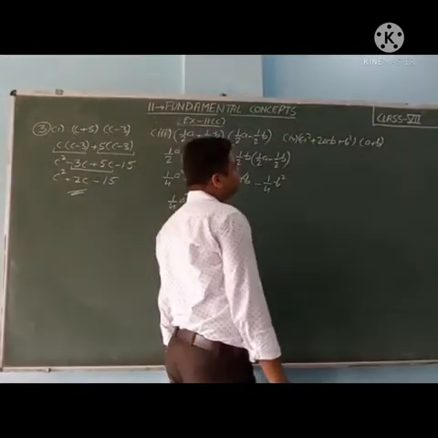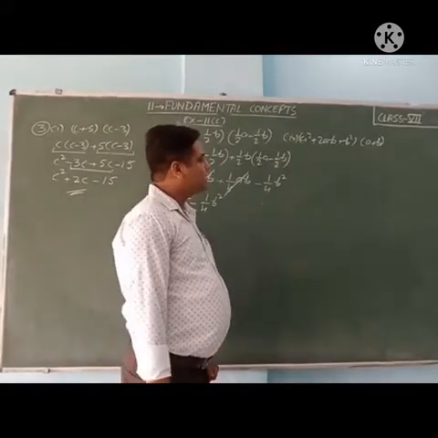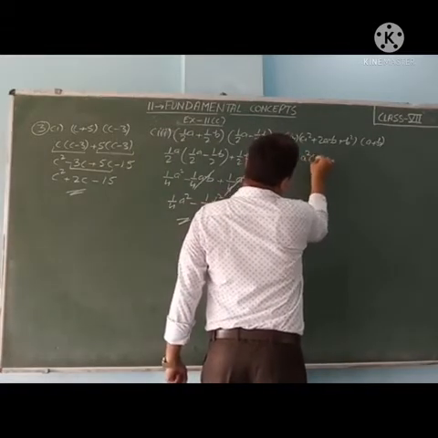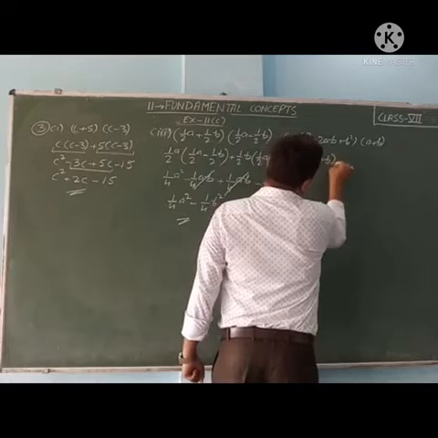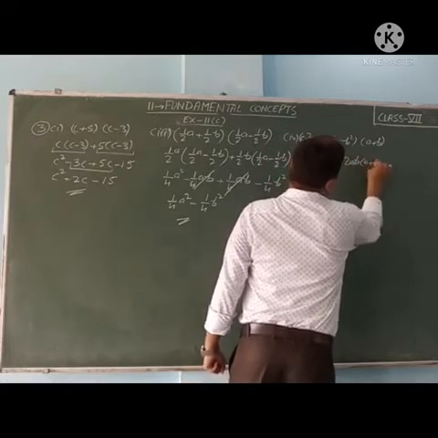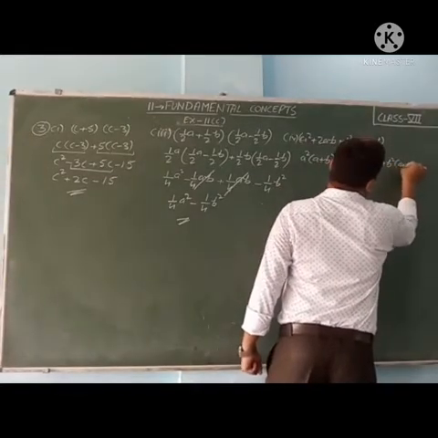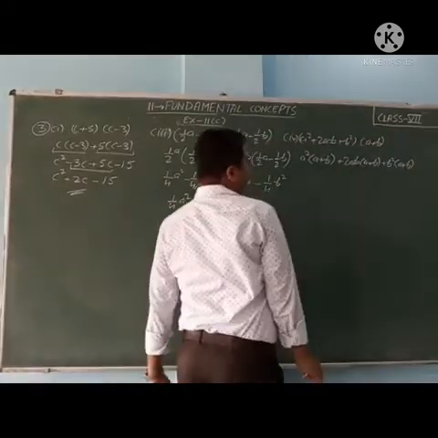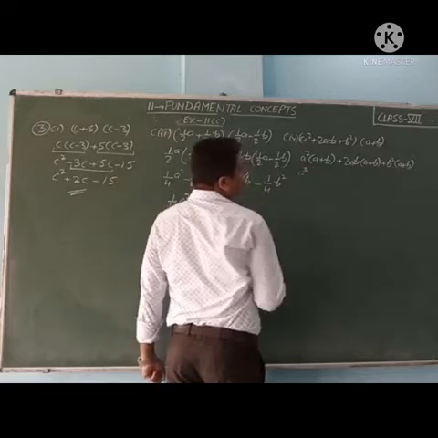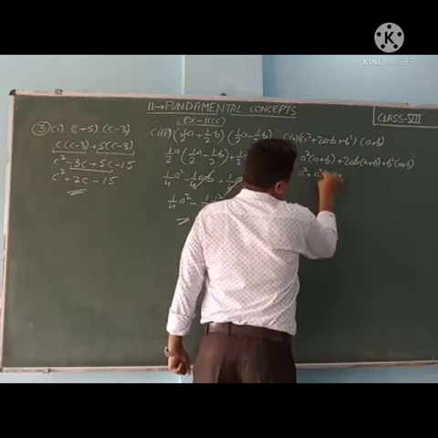a square plus 2ab plus b square inside the bracket, then a plus b also inside the bracket. So student, first we will write a square, then a plus b, then plus 2ab, then a plus b, then plus b square, then a plus b. Now we will do the multiply. a square into a means a cube. Then a square into b, a square b.